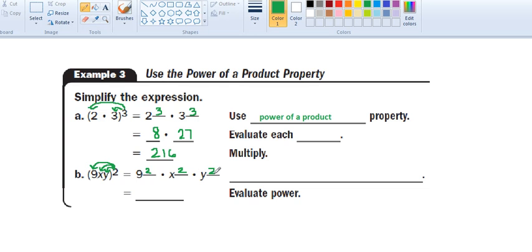Now what we do is we evaluate this as much as we can. X squared you can't really do anything with. Y squared you can't do anything with. But we can do 9 squared. So here's what we know is we know this is 81 times x squared, and we don't have to have the times symbol there, times y squared. And this is as good as we can get, 81 x squared y squared.